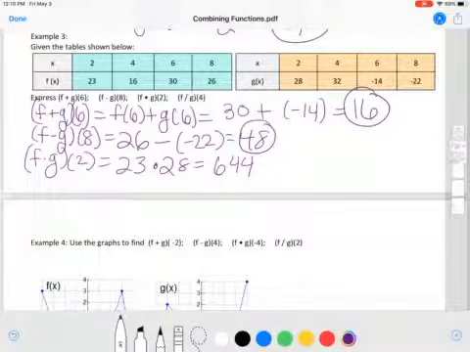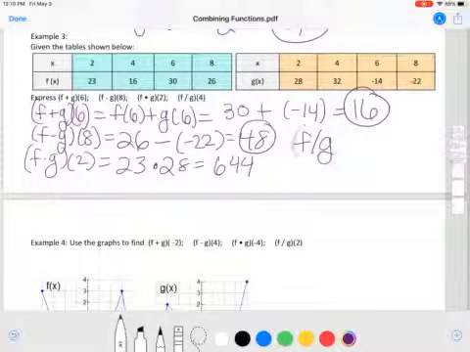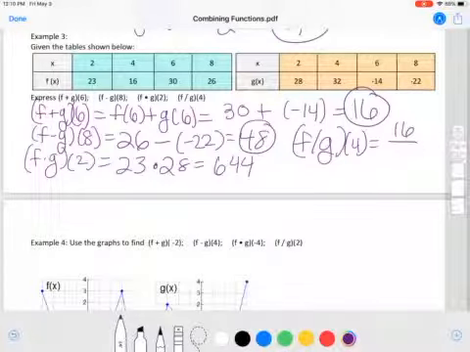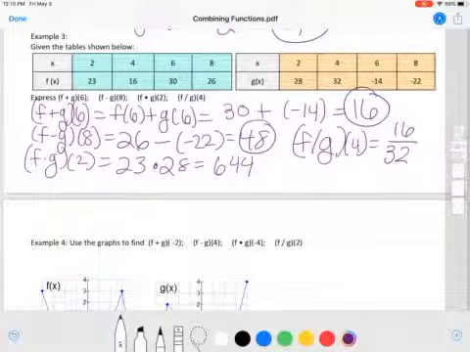Okay, last example, f divided by g of 4. So that means I'm going to find f of 4, which is 16, and g of 4, which is 32, and I'm going to divide them, which would give me 1/2.